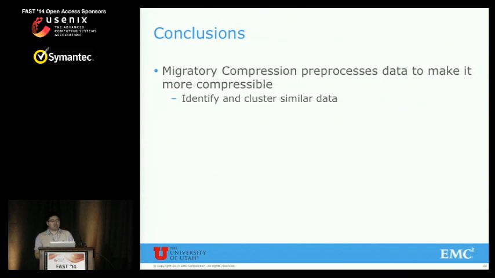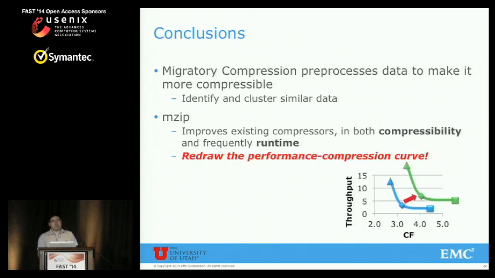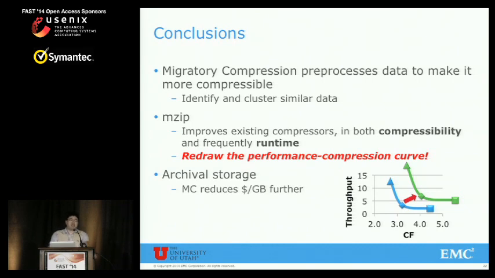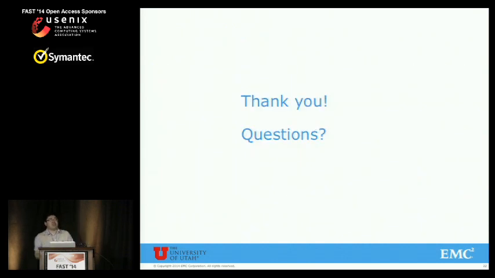Okay, to conclude, we propose migratory compression. It is a generic pre-processing stage that can improve compressibility by grouping similar blocks. When using this to compress a single large file, we found that it improves existing compressors in both compressibility and frequently runtime. It redraws the performance versus compression curve. And when using this technique for archive storage, it reduces dollars per gigabyte even further. Thank you very much. With that, I would like to take questions.